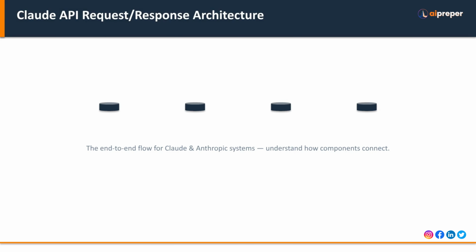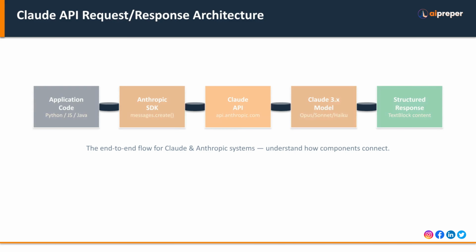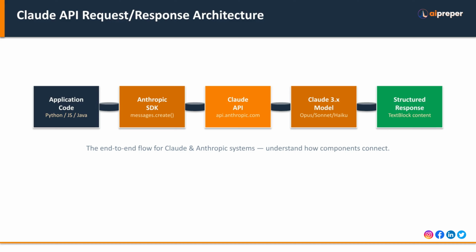Let's review the Claude API request/response architecture. The flow goes from your application code to the Anthropic SDK, which communicates with the Claude API. This, in turn, interacts with the Claude 3.x model, resulting in a structured response.